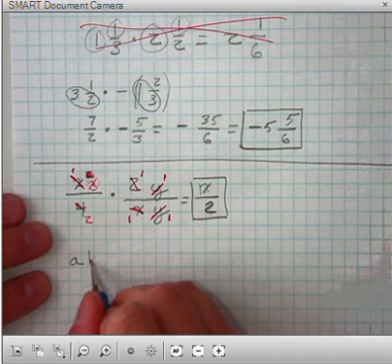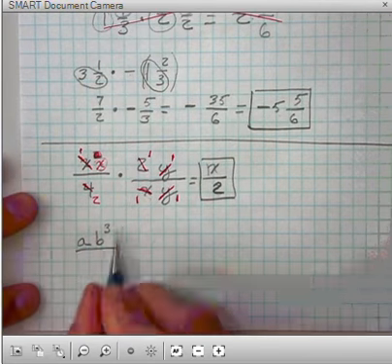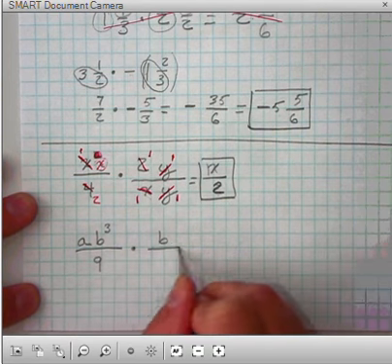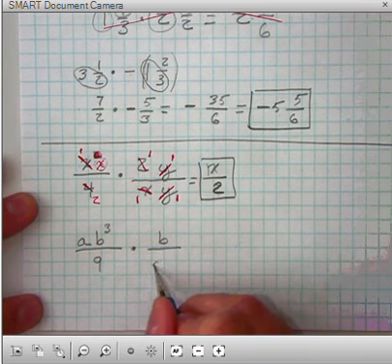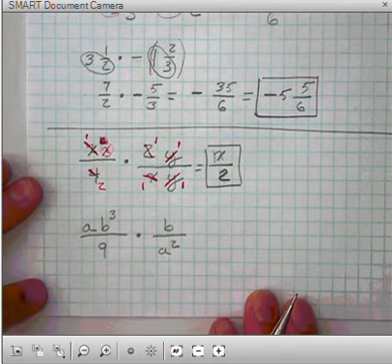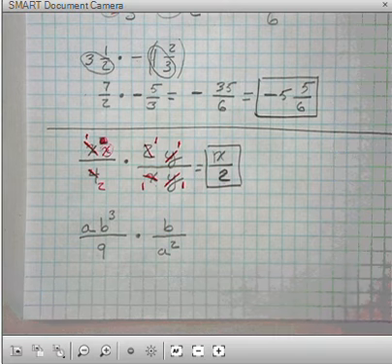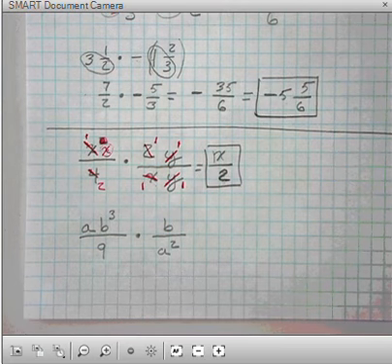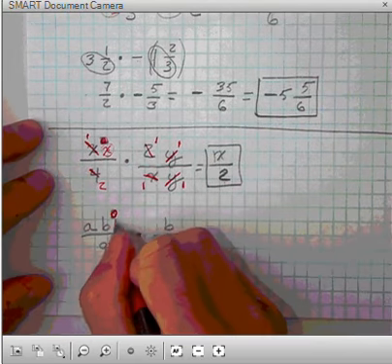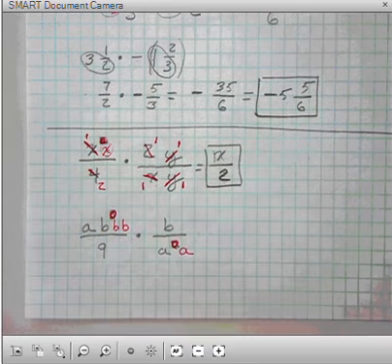Let's look at another one here. A b to the third over 9 times b over a squared. Do the trick that I just suggested. I'm going to do the trick that I told you about. Get rid of that and make it into 3 variables. Get rid of that and make it into 2 variables. It's less confusing this way.